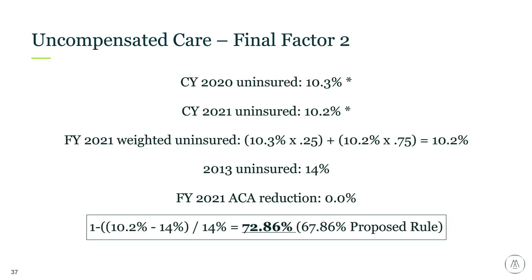So CMS Office of the Actuary estimates the uninsured rate in 2013 was 14%. For calendar years 2020 and 2021, the estimated uninsured rate is 10.3% and 10.2%. The calendar year values are then converted to a payment year using the weighted average approach to get to 10.2%. After running this through the formula, Factor 2 now equals 72.86 as compared to the proposed rule of 67.86.